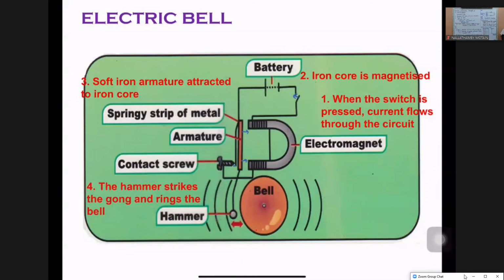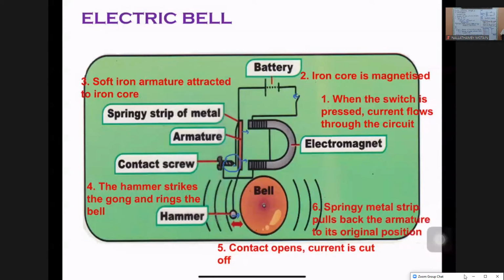Then when the hammer moves, what happened? The contact over here will be open. When the contact opens, it means no current flows. When no current flows, the springy metal strip is elastic, so it will pull back the armature to its original position. When pulled back, the contact will be closed again. When the contact is closed, the process will be repeated because of current flow.